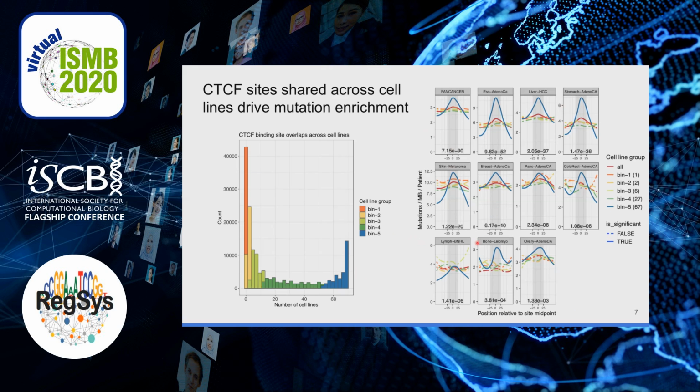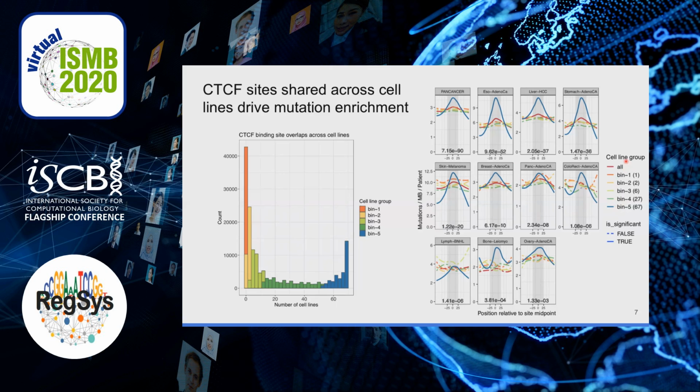And so again, in all these plots, the x-axis is the relative position, whereas the y-axis is the number of mutations per megabase per patient. The different colors correspond to the different bins, matching the diagram on the left. And so again, bin 5, shown in blue, are these highly shared sites across cell lines. Additionally, the solid lines correspond to those with an FDR less than 0.05.